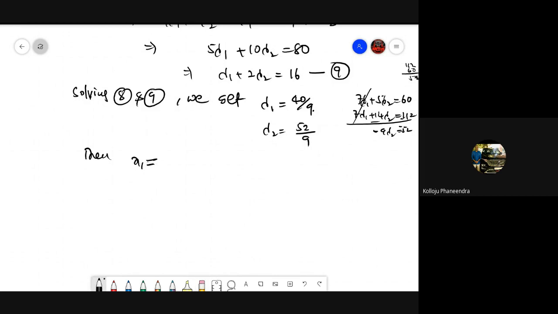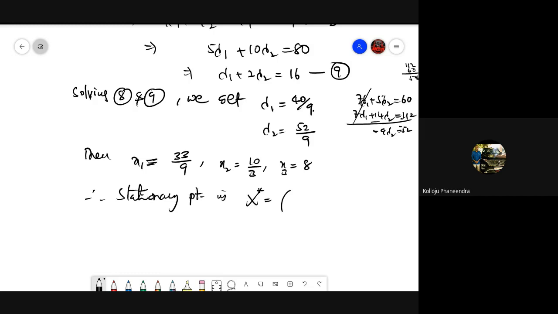X1 equal to 33 by 9, X2 equal to 10 by 3, and X3 equal to 8. Therefore, the stationary point is x star. I am taking x star equal to 33 by 9, 10 by 3, 8.